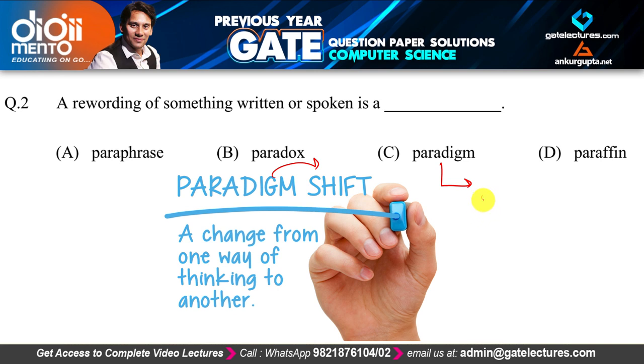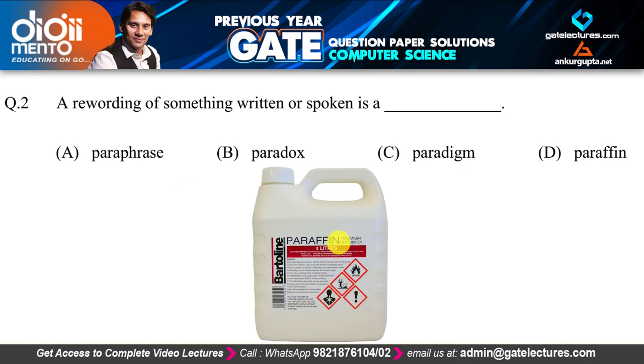So paradigm is perception about something. When we say paradigm shift, that means perception has changed, the way you look at something has changed. I've written here also, it is a change from one way of thinking to another, which is called a paradigm shift. The last one is paraffin.